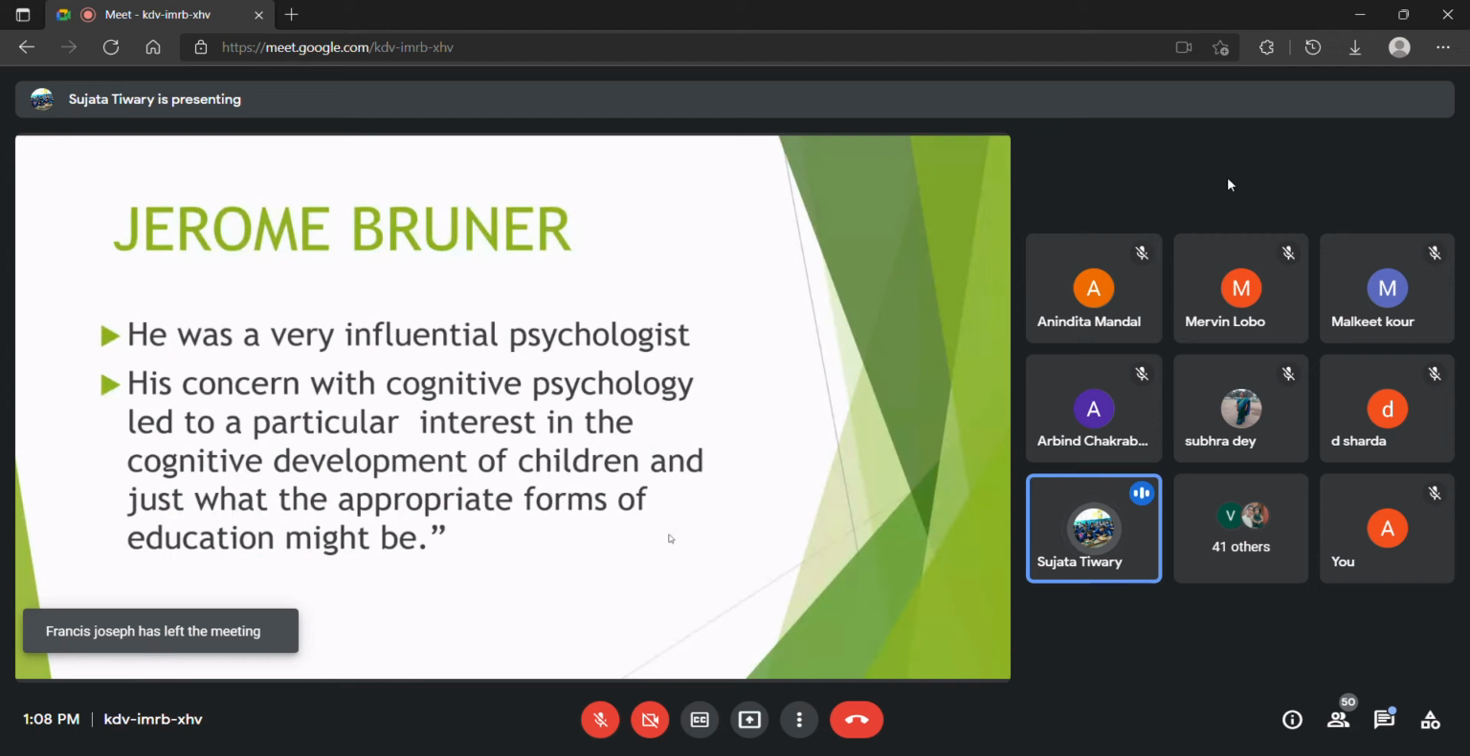He talked about forms of education at different mental or cognitive development levels. At different mental levels, the forms of education should be different. For example, for a class 3 student, you cannot teach Shakespeare. At the same time, naming words you cannot teach to class 12 students. This is boring for them, or they will not take interest.